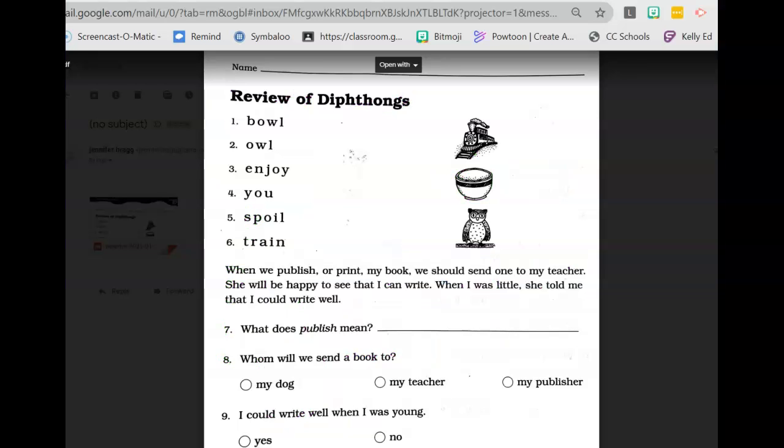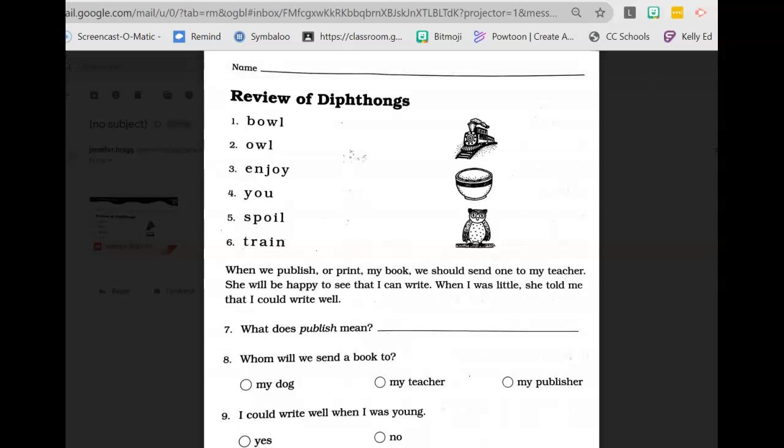Okay, guys, make sure you are on worksheet 87 on this side of your worksheet, starting with bowl. Repeat after me, let's say these words: bowl, owl, enjoy, you, spoil, train. Let's go ahead and code these.